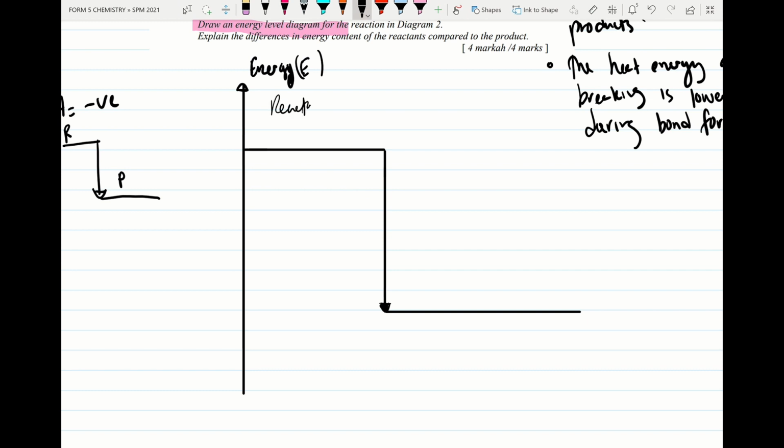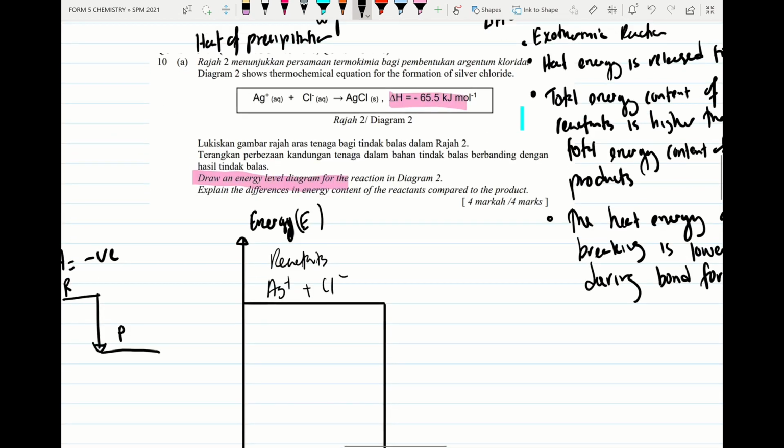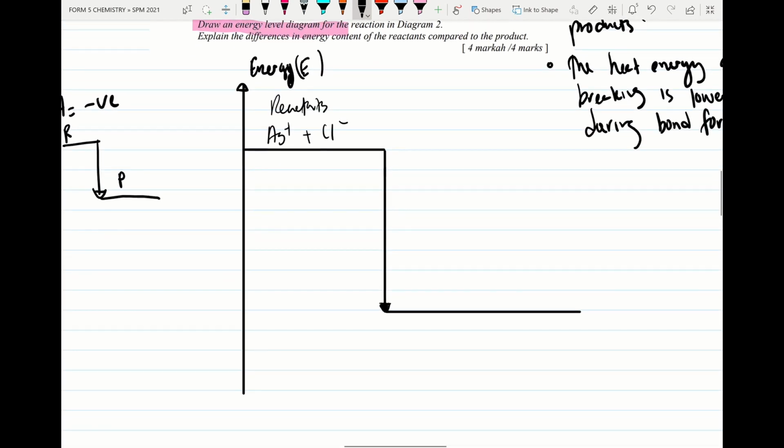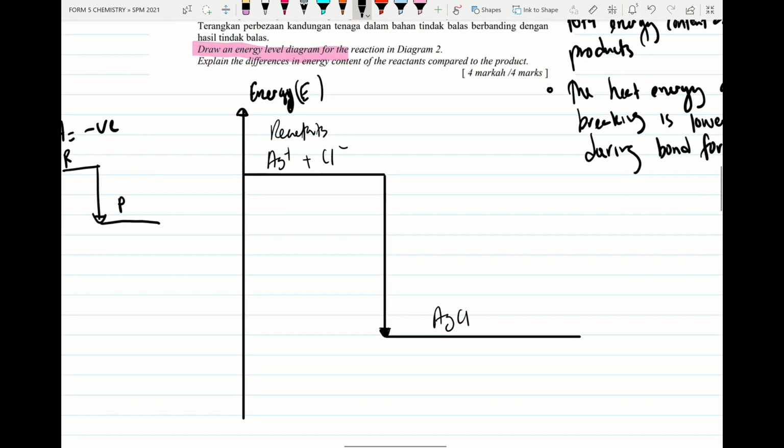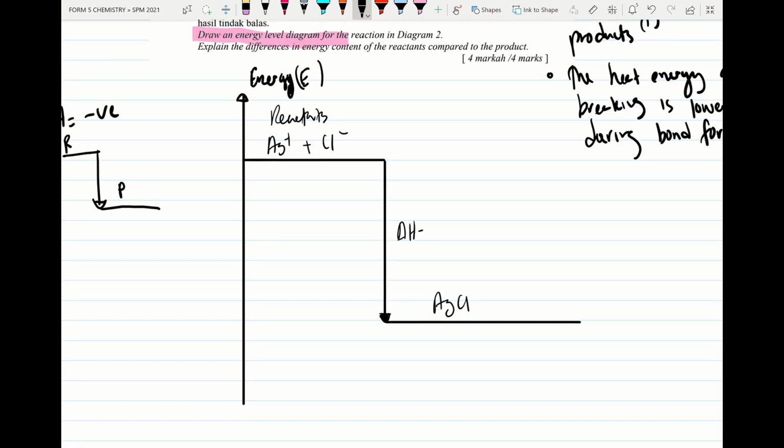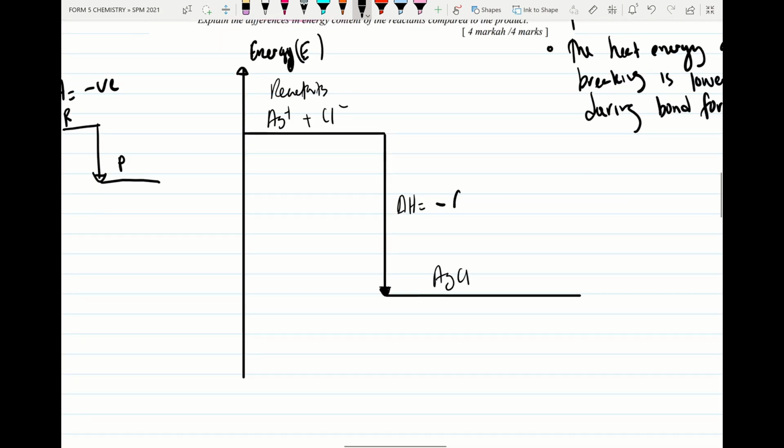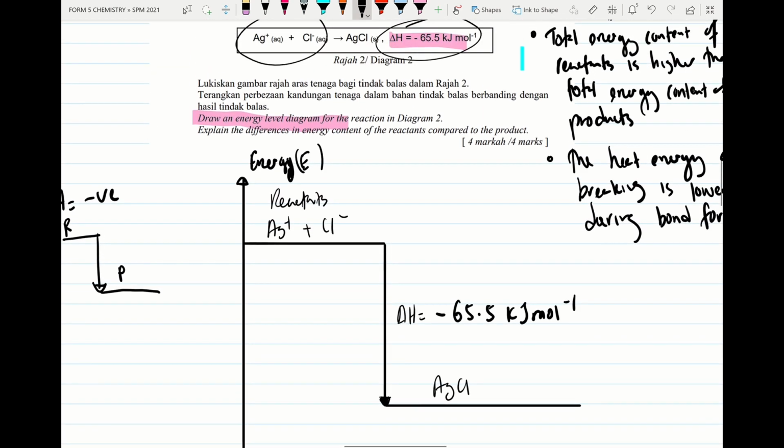So please write down the reactant here. The reactant is silver ion plus chloride ion, following the ionic equation given. So the reactant is here, and here we will get silver chloride, and the heat of the reaction is given between the reactant and product. So we put here heat of the reaction negative 65.5 kilojoule per mole. All right, so next question.